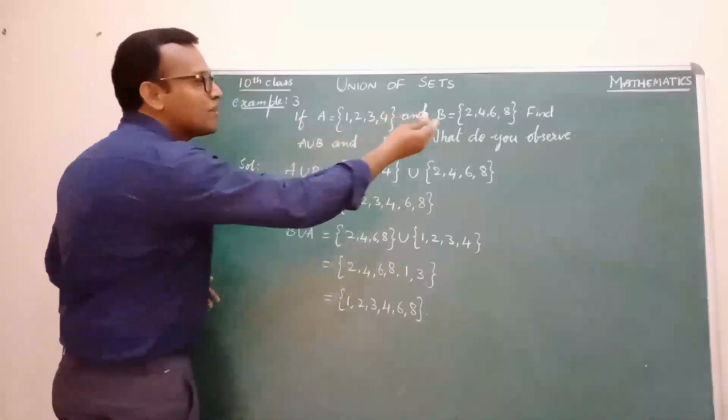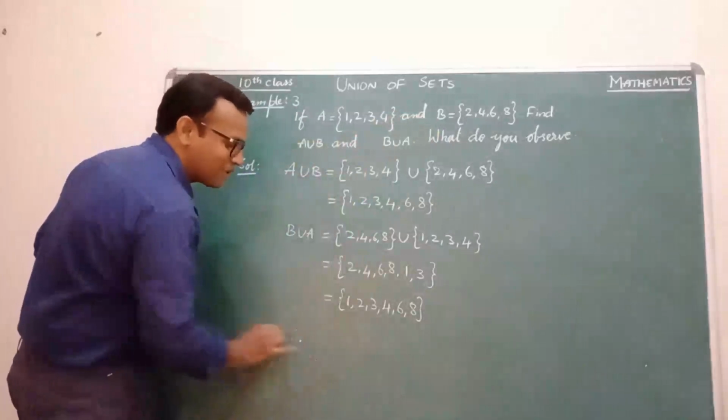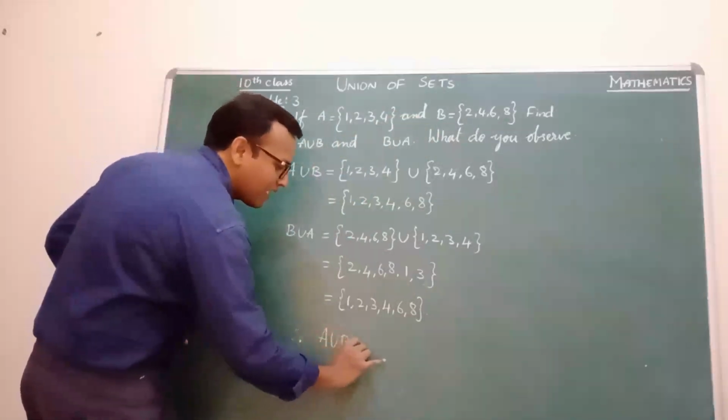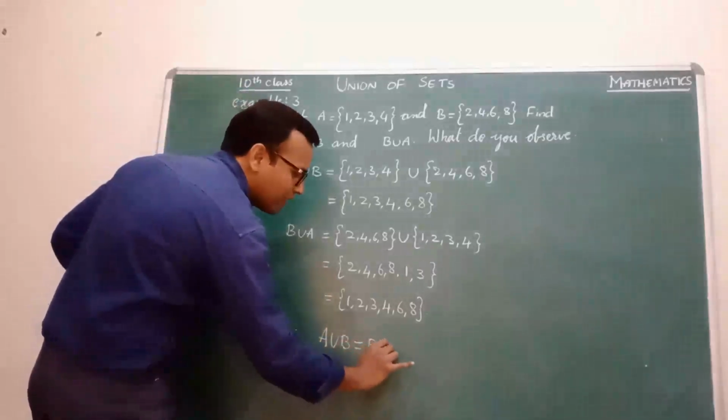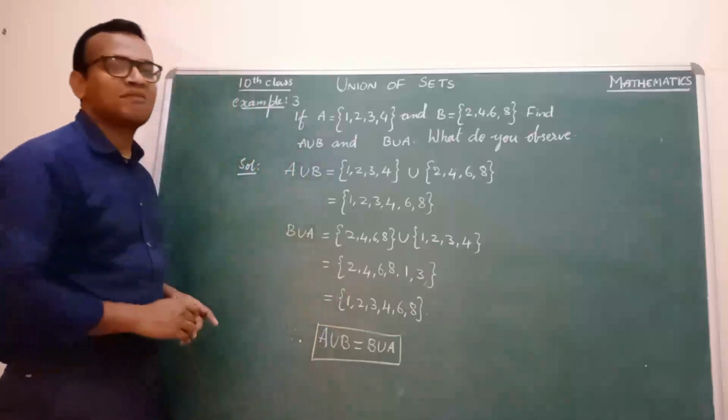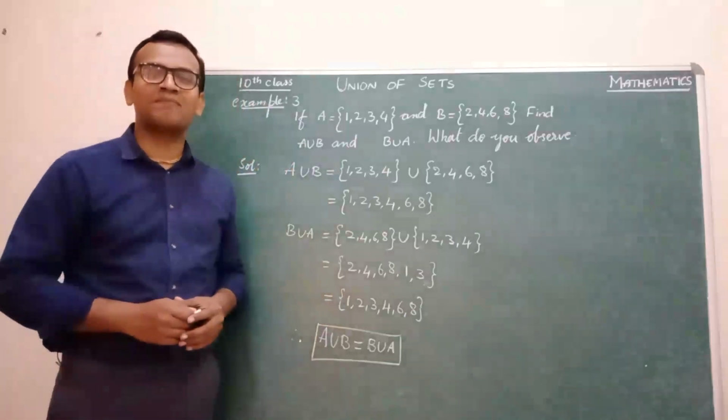Therefore, what do you observe? Here, we are writing what we observed. Therefore, A union B is equal to B union A. This is what we observed from this solution.